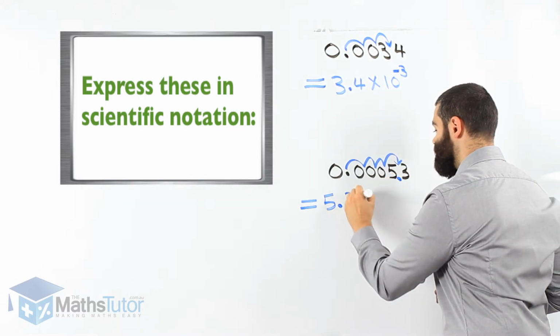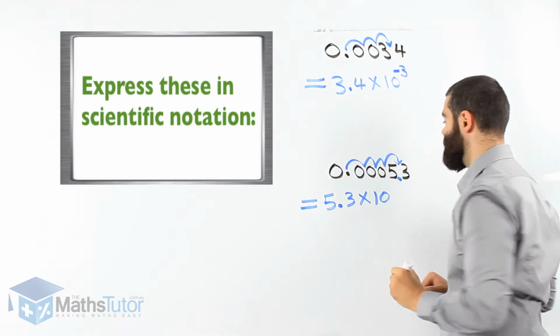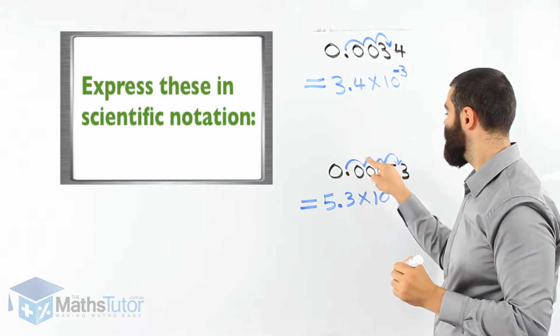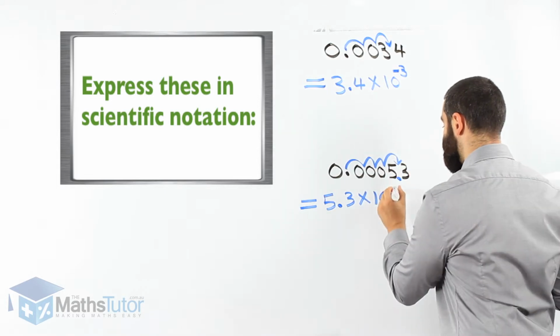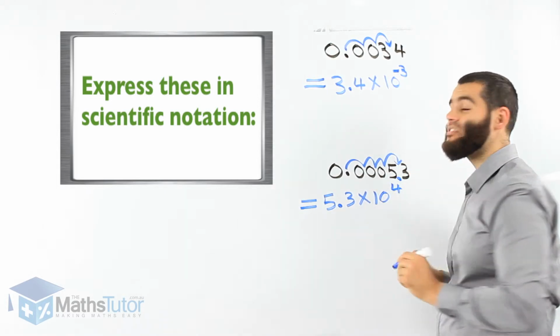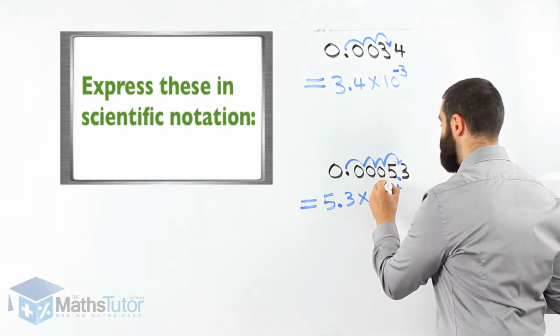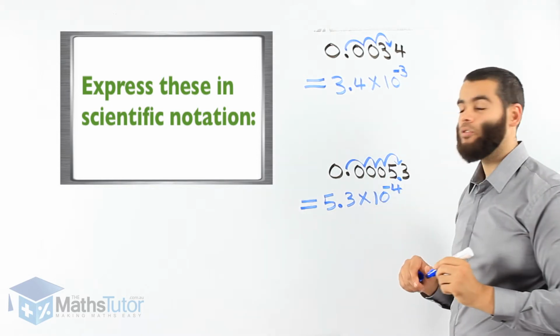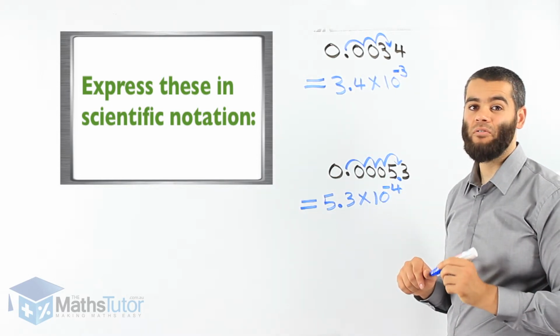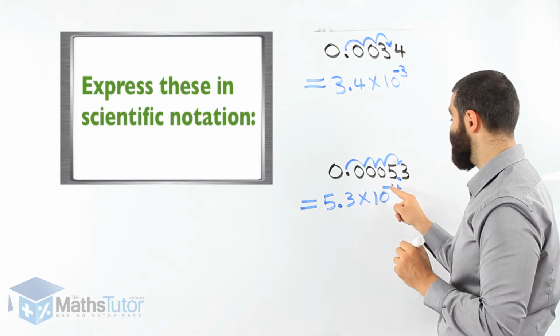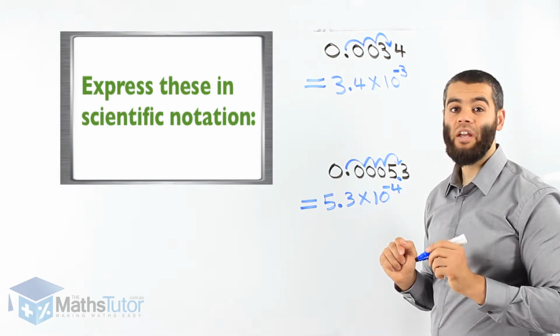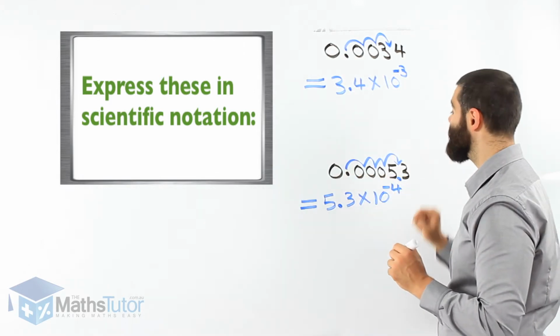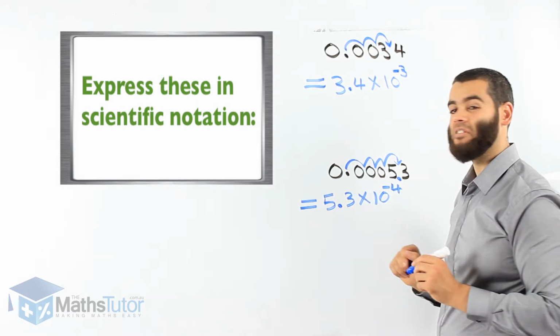5.3 times 10. How many jumps? 1, 2, 3, 4. And it's negative 4 because we jumped to the right. 5.3 times 10 to the negative 4. So whenever you see a negative, you know straight away, when you work it out, you're going to get a small number, very small, like this one.